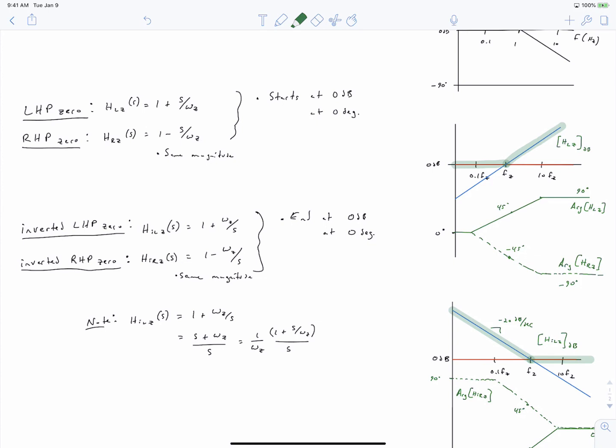And the reason that we define it is for convenience when we're drawing our Bode plots and going between a Bode plot and a transfer function. It allows for easier math. So it's a tool. Next, we're going to talk about poles. So left half plane pole, right half plane pole, inverted left half plane pole, and inverted right half plane pole.